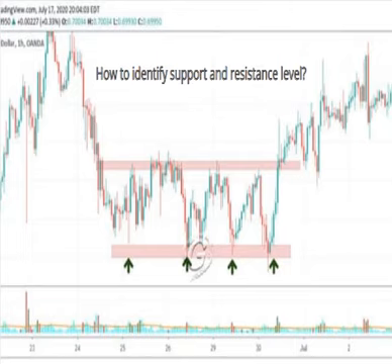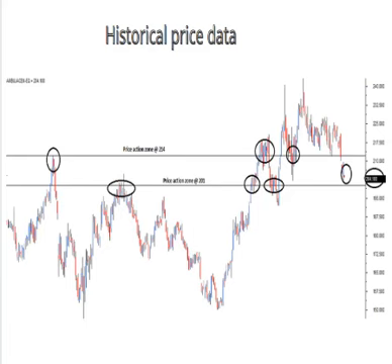It's quite easy to spot these levels, and they can be very useful in helping you choose the best time to enter a market, as well as where to put your stop loss and limits. To identify support and resistance levels, traders can look at three major data sources. The first one is historical price data.